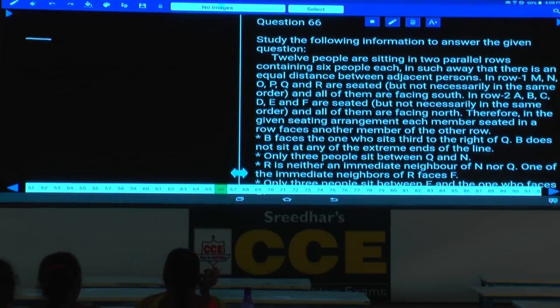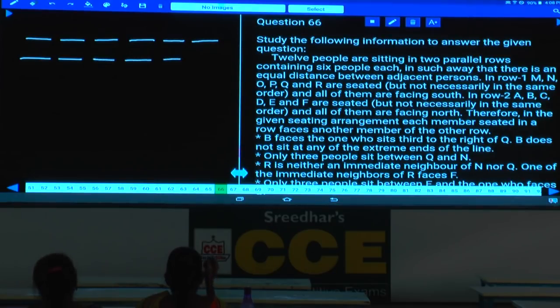Now in the first row 1, 2, 3, 4, 5, 6, and in another row another 6 persons are seated, in such a way that there is an equal distance between adjacent persons. In row 1, M to R, and all of them are facing south. Now this is row 1, and who are the persons here? M to R. And in row 2, A through F, A, B, C, D, E and F are seated under them, and they are facing towards north. Therefore, in the given seating arrangement, each member seated in a row faces another member in the other row.